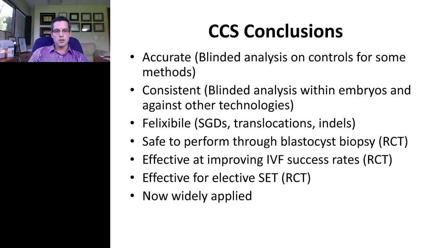Even in our own clinic in the last 5 years, we've seen an increase from 5% of our patients to almost 70% of our patients using this technology to improve their outcomes. And we think this has also led to an overall improvement in IVF success rates at our program.